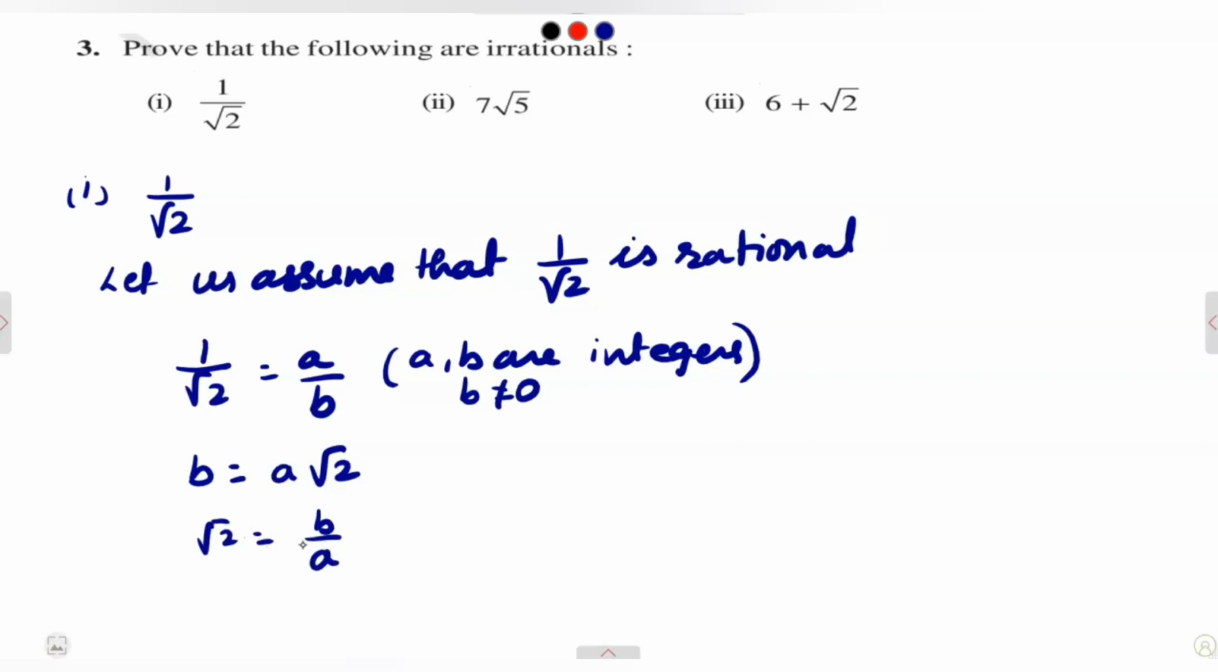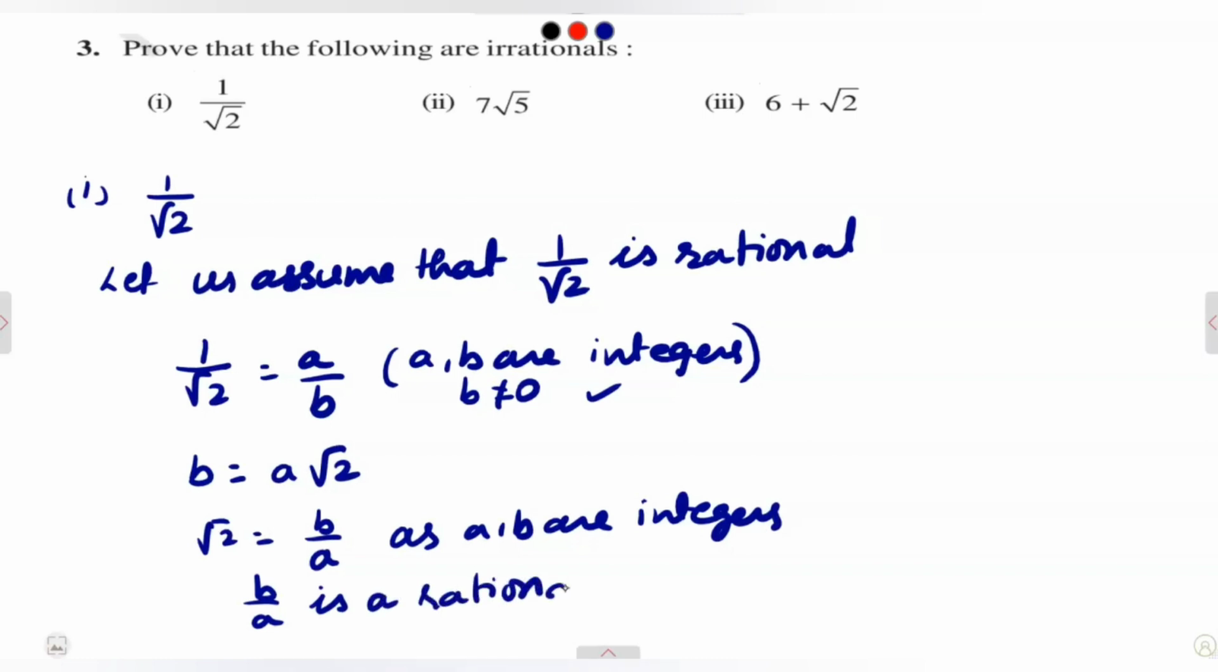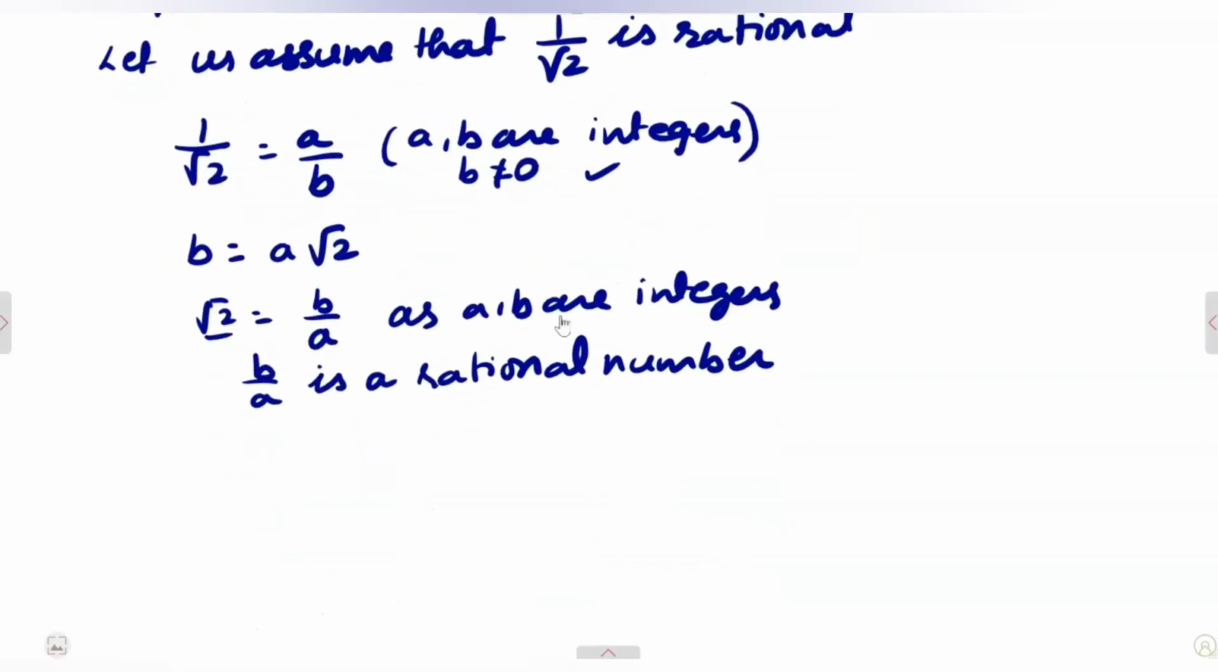So what did you understand? Root 2 can be expressed in the form of b by a, where b and a are integers, as we assumed before. If a and b are integers, then b by a is also a rational number. As a and b are integers, we can write b by a is a rational number. If b by a is a rational number, and b by a is equal to root 2 here, that means root 2 also should be a rational number.